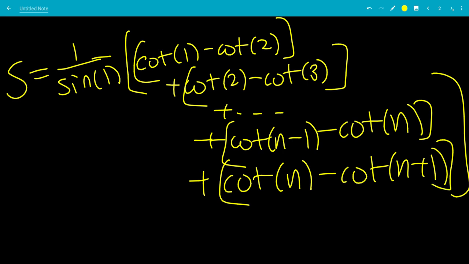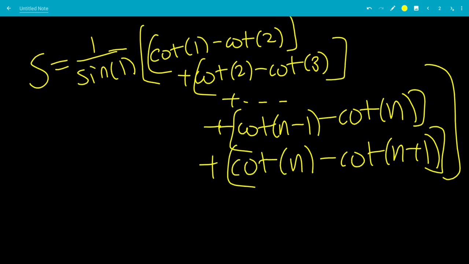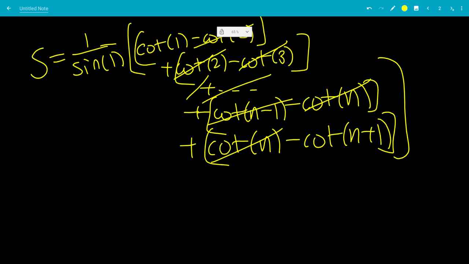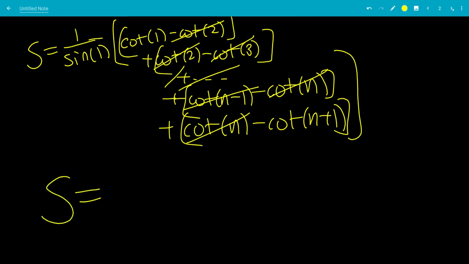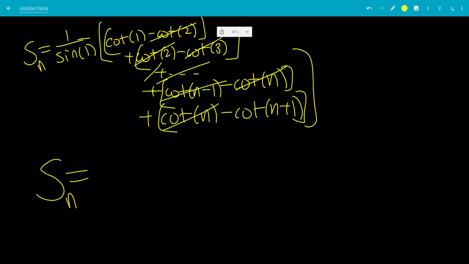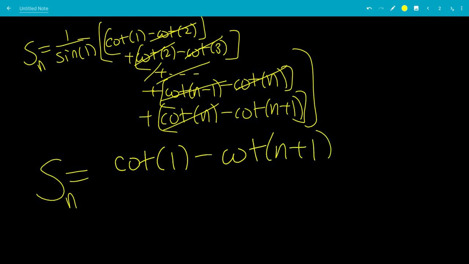What you notice about this is that cotangent 2 and minus cotangent 2 are both here, so they will cancel. Minus cotangent 3 will cancel with something, so it's telescoping. Cotangent (n minus 1) will cancel with something before that. Cotangent n and minus cotangent n will cancel. And so finally, our original series, S of n, because it ends at n, will be cotangent 1 minus cotangent of (n plus 1) all over sin of 1.